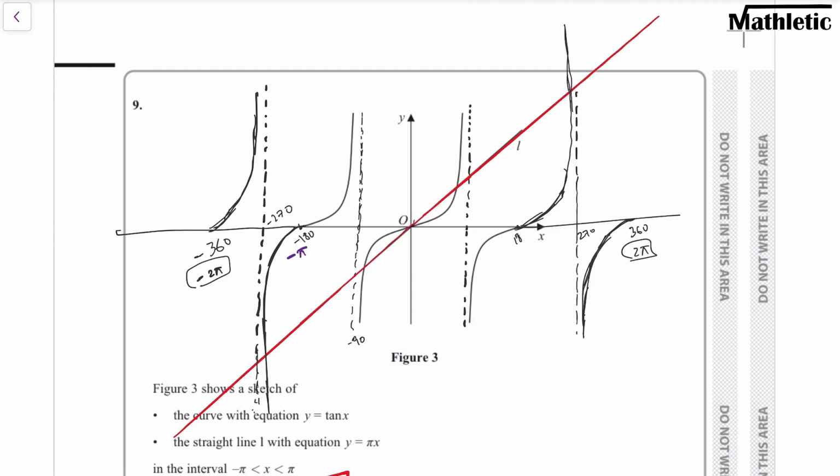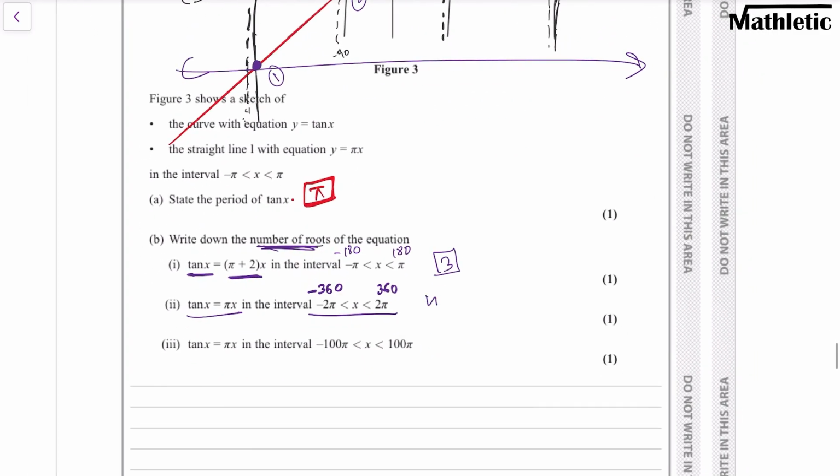So the total intersecting points here are 1, 2, 3, 4, 5. So the number of intersecting points between tan x and the given line y equals pi x, between a range of minus 360 to plus 360, is actually 5. So that's the answer for B2.